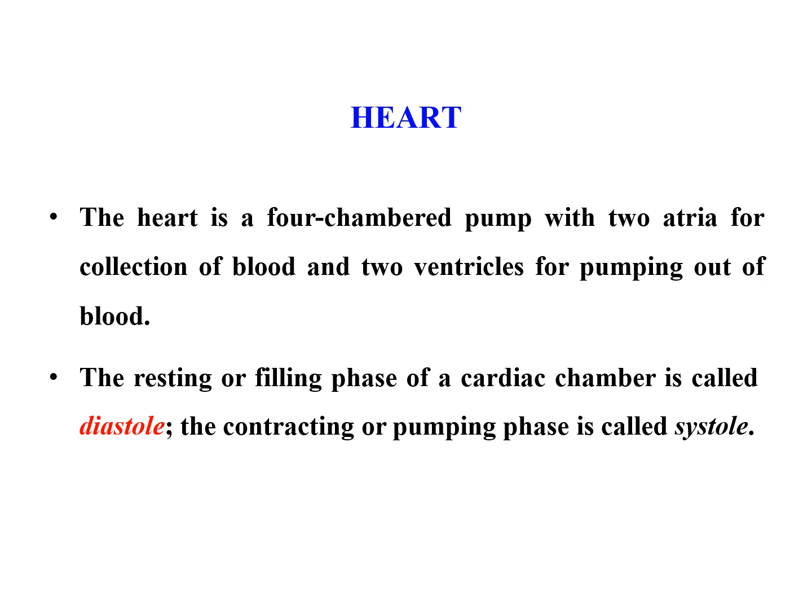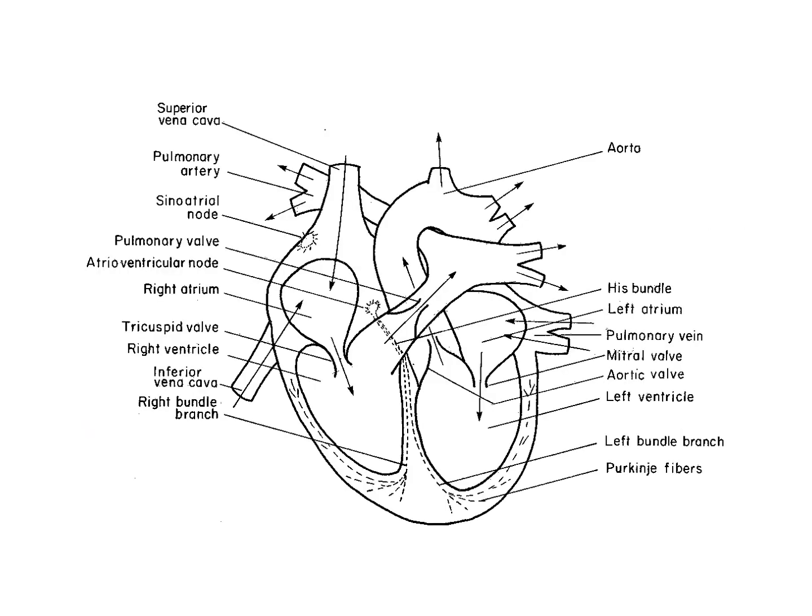The resting or filling phase of a cardiac chamber is called diastole. The pumping phase is called systole. This is the heart structure diagram, and the heart is very important. Four chambers: right atrium, right ventricle, left atrium and left ventricle. Next, the left bundle branch, Purkinje fibers, this bundle. So many parts, so many works are done by the heart.